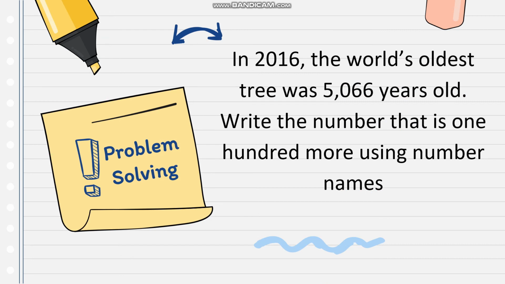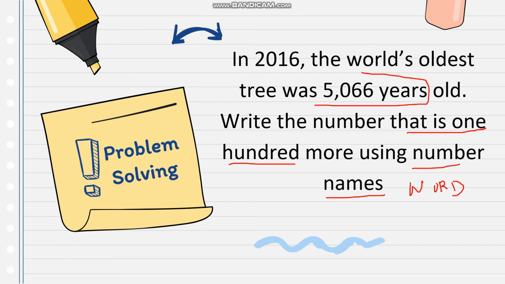Let's proceed to the problem solving. In 2016, the world's oldest tree was 5,066 years old. Write the number that is 100 more using number names. Again, number names means word form. But before we write the word form of this number, we need to answer first the given question. It is stated here that we're going to write the number that is 100 more. 100 more means we're going to add 100.